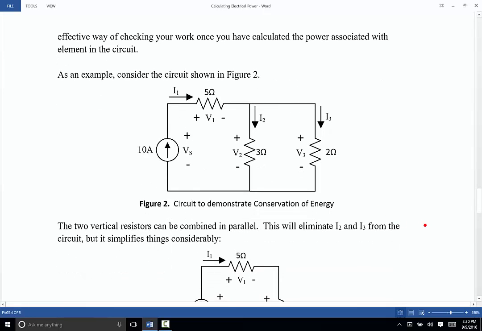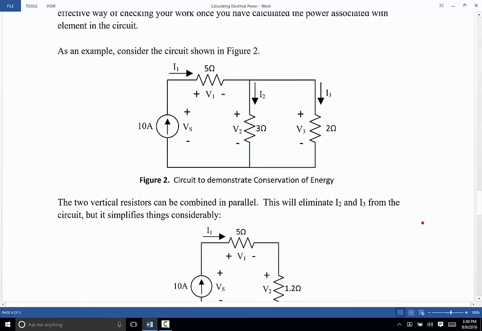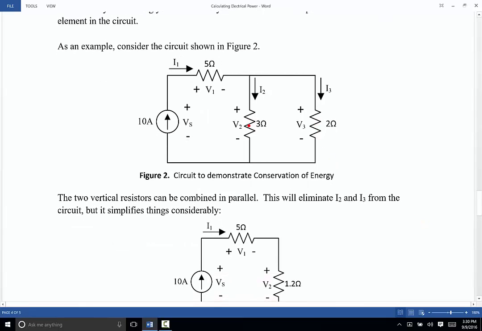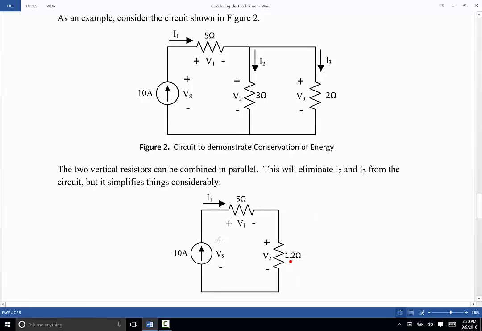We're going to first of all calculate the currents and voltages associated with each element. So I'm going to combine the 3 ohm and the 2 ohm resistor in parallel. That's going to give us 2 times 3 is 6, divided by 2 plus 3 is 5. 6 divided by 5 is 1.2 ohms. So using our shortcut for calculating parallel resistance, we're going to get 1.2 ohms.